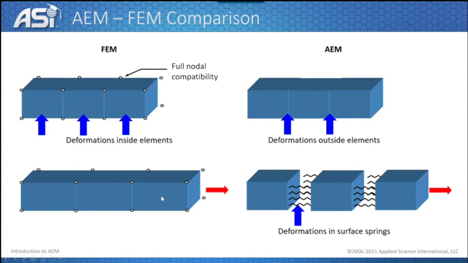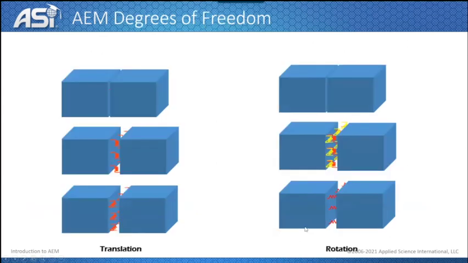So if you apply a tension displacement of 1 inch, the total displacement here will be 1 inch. Also here, if you apply a displacement of 1 inch, the total displacement is going to be 1 inch. There is also a difference in the number of degrees of freedom.